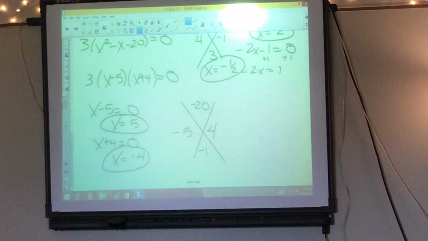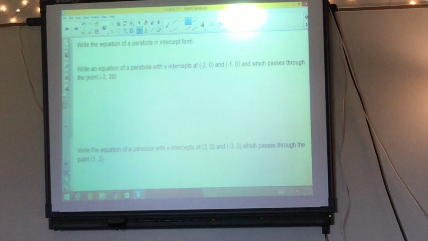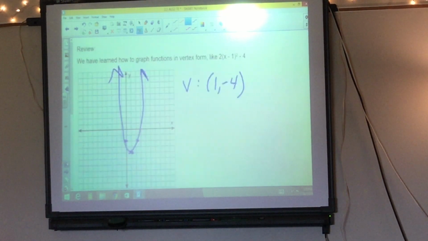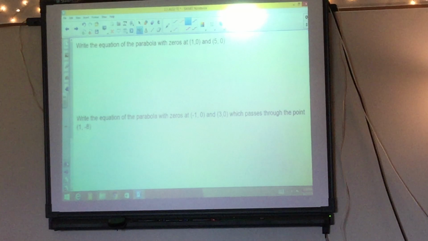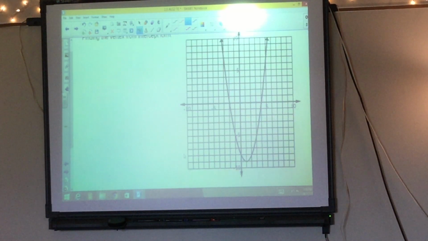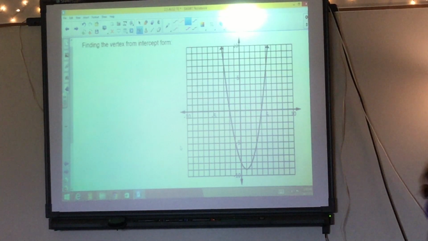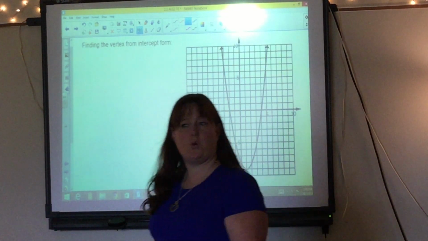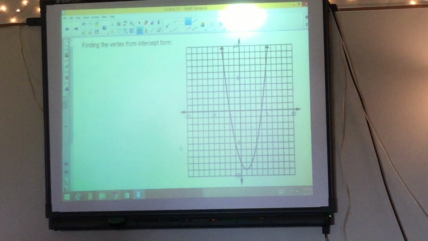We already did graphing, didn't we? Graphing from intercept? Yeah, 2 days ago. I don't think we did it from intercept form. This new sheet, right? Yes. X equals 4 and was it -4 and +5?